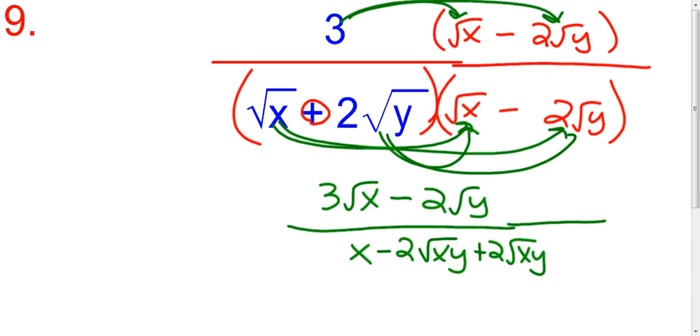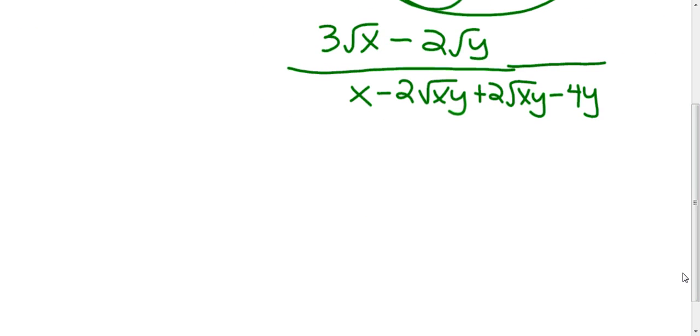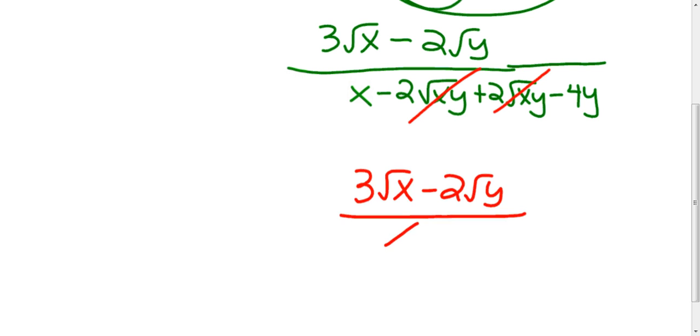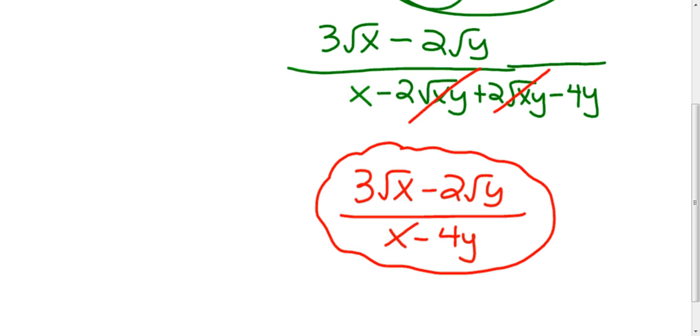And then here on the outside, 2 times negative 2 would be negative 4, and then root y times root y would be y. Fortunately, these two things cancel each other out, and I would have 3 root x minus 2 root y all over x minus 4y. And that is what I can do.